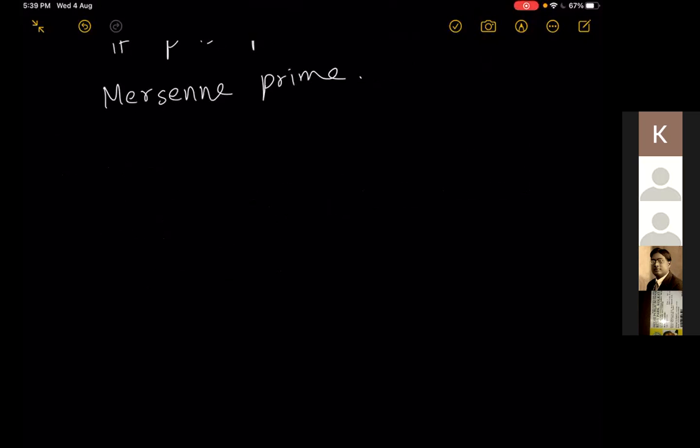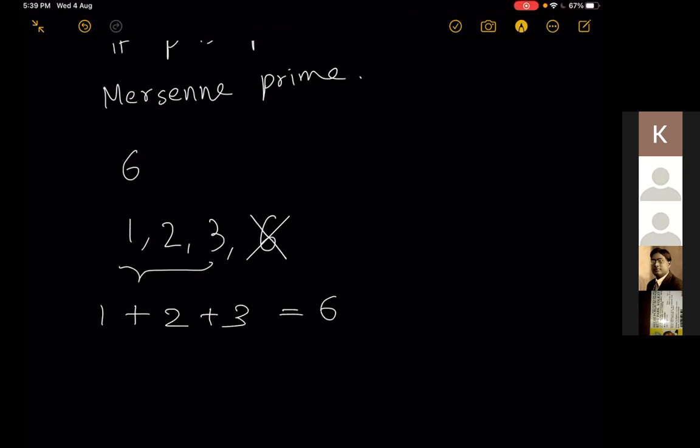Okay, so perfect number, let me take an example. 6. What are the factors of 6? 1, 2, 3, and 6, right? Now if you remove the factor which is equal to itself and add the rest of them, what is the sum? 1 plus 2 plus 3. This is equal to 6 itself.